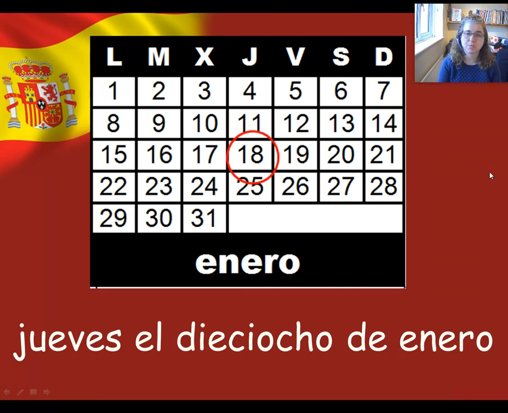Have you noticed, by the way, that for 18th, we just need the number 18. We don't need to worry about that th or st or nd that we put on the end of the numbers in English. So, jueves el 18 de enero, Thursday, the 18th of January. So, let's have a look at another one. Let's change the date.